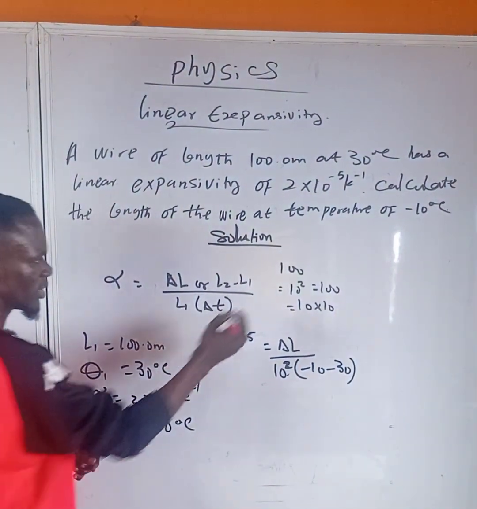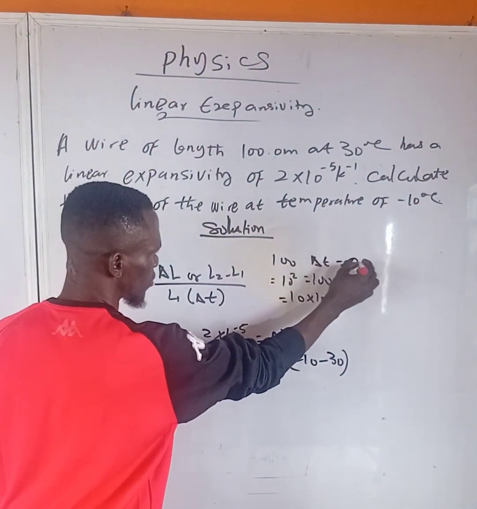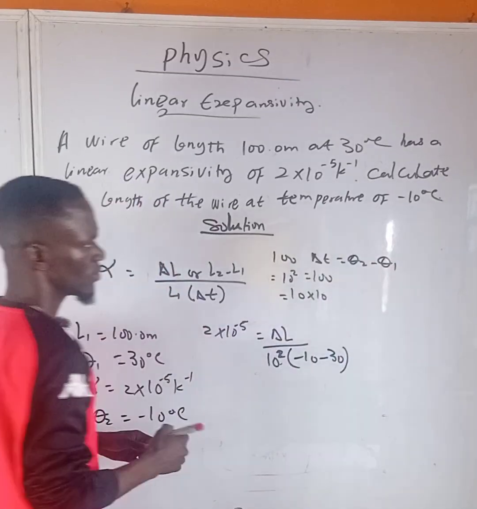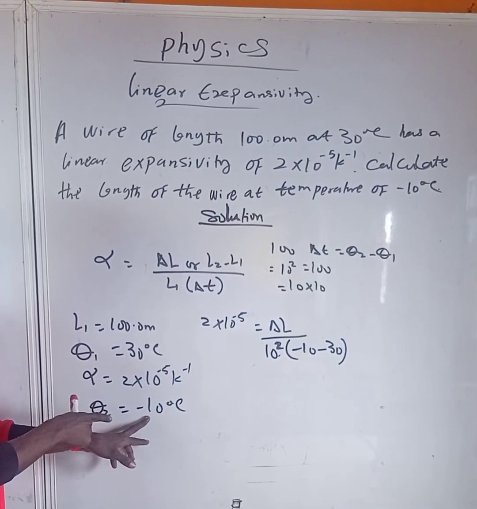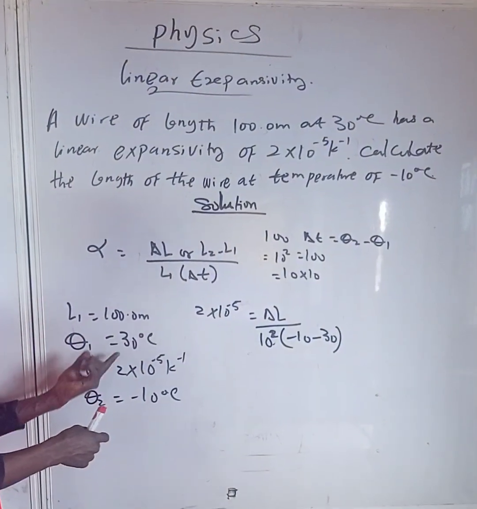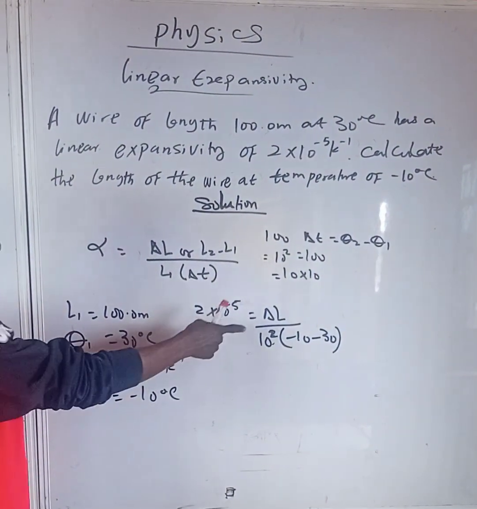When you hear something like change in temperature like this, it means that we have theta 2 minus theta 1. Theta 2 is the final temperature, that is minus 10. Theta 1 is the original temperature of the material, which is 30. So that's what you have in that place.